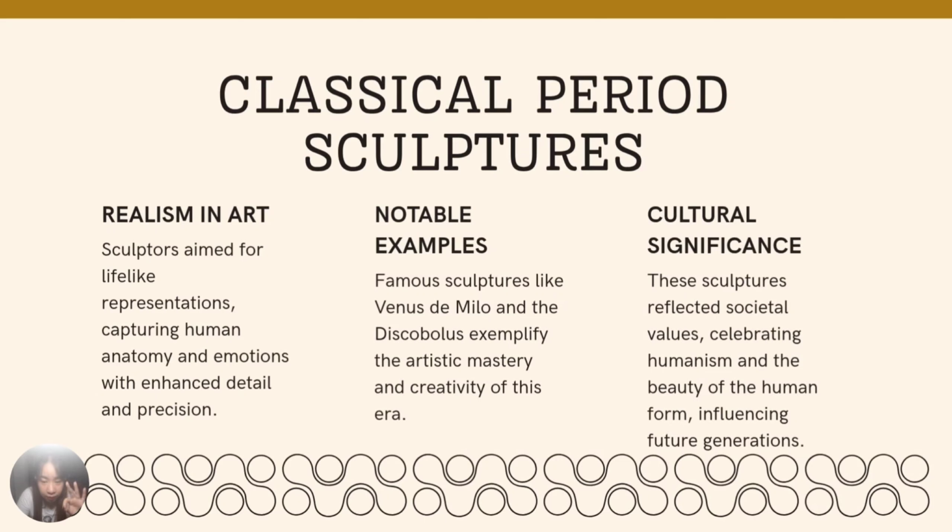Okay, and the next one, the third period, we have here the classical period. During this period, sculptors aim for lifelike representations. There's realism in art, capturing human anatomy and emotions with enhanced detail and precision. So exact size, exact measurement, especially of human anatomy. Notable examples, famous sculptures like the Venus de Milo and The Discobolus, exemplify the artistic mastery and creativity during this era.